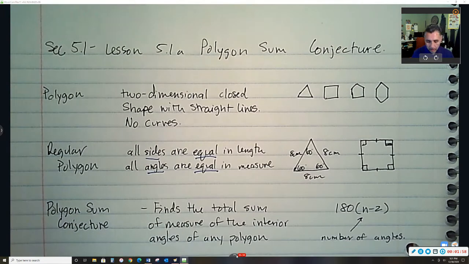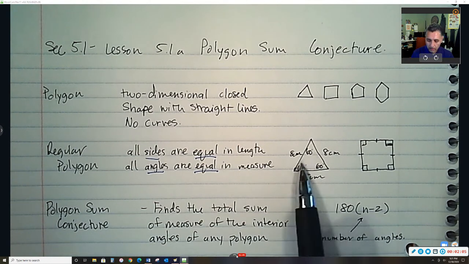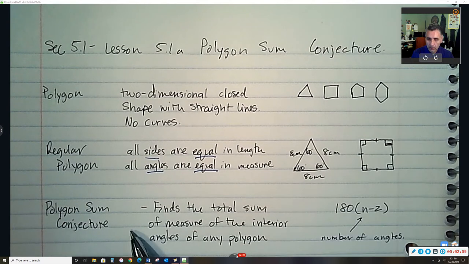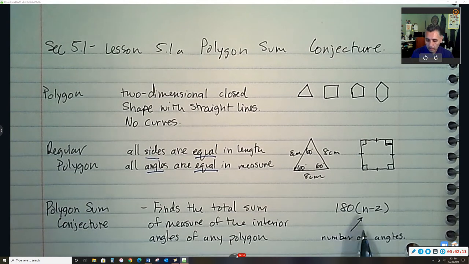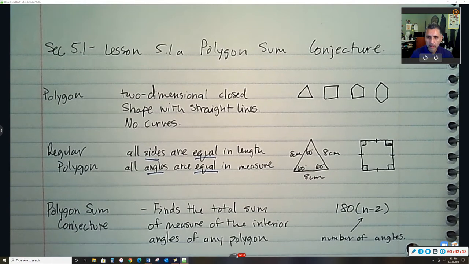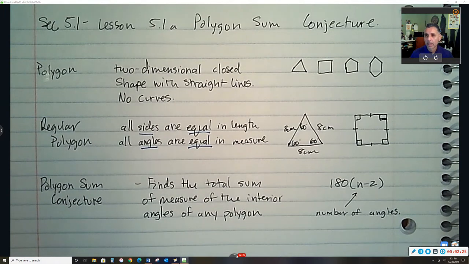And then the sum conjecture, it's a simple conjecture. All it does is find the sum of all the inside angles. So if you add all these up, that's the sum conjecture. And there is a little formula for that. It's 180 times (n minus 2), and that n is the number of angles in the polygon. You can also use sides, but since it's measuring up the angles, I think they want to use the number of angles and not the number of sides. But it is the same thing.